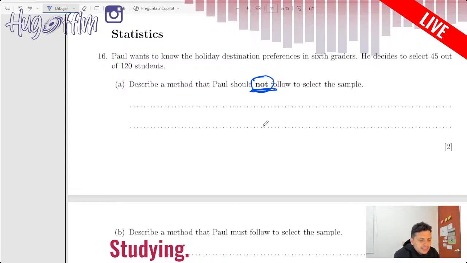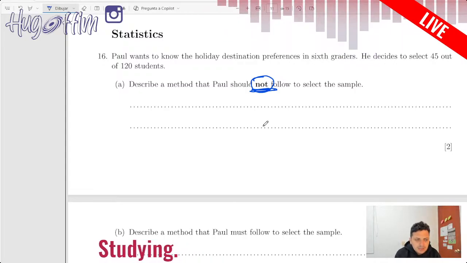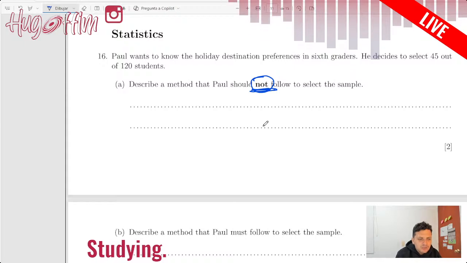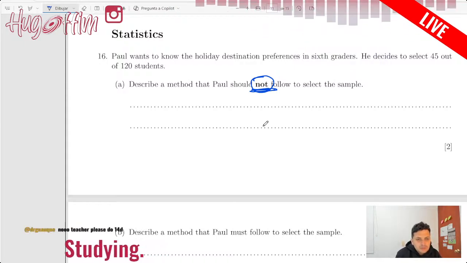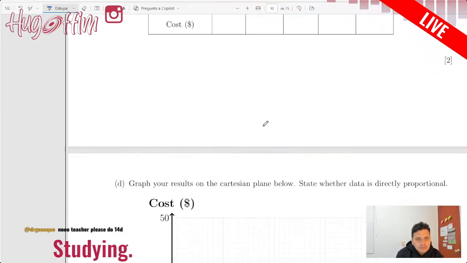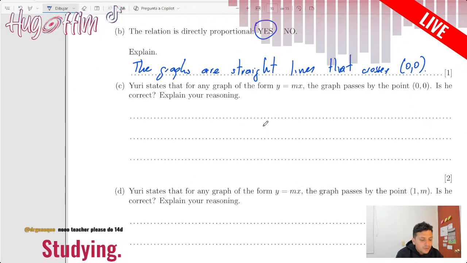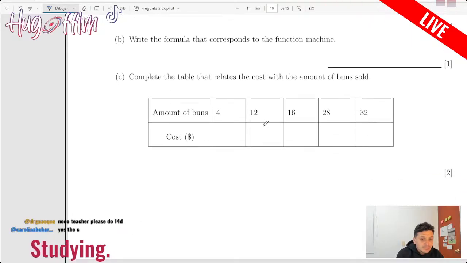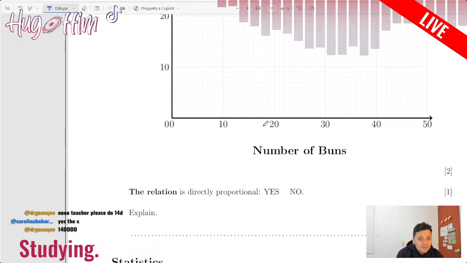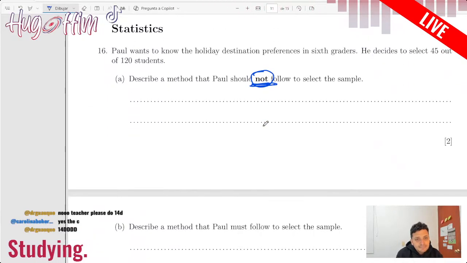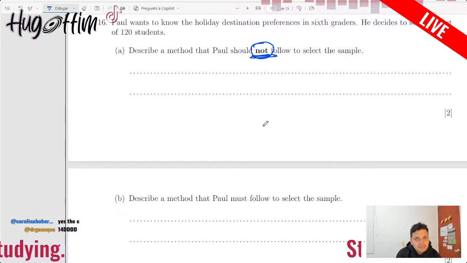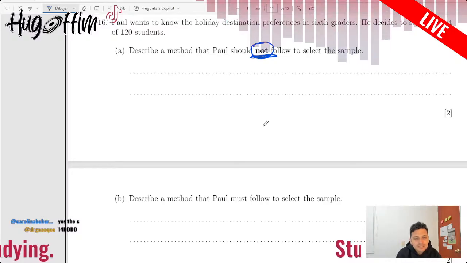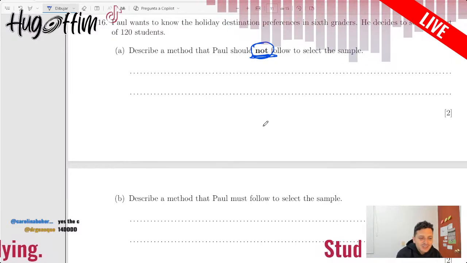You didn't understand which part of 16 you're talking about, or are you talking about 14? 14D, I already answered. I already answered 14D. Just go back about 2 minutes in the video and you will see the answer.